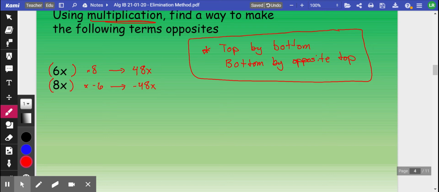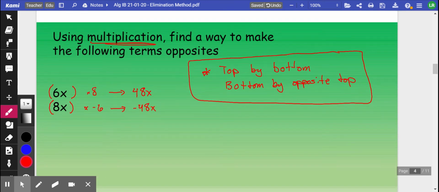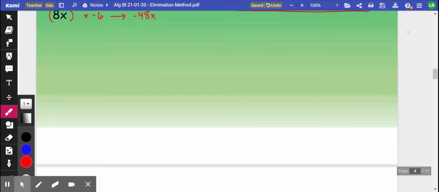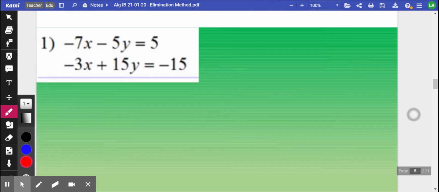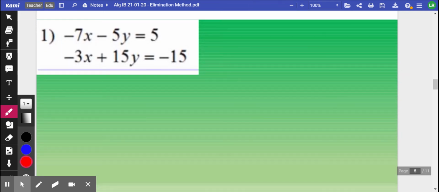So let's look at a few problems. The only thing we're going to focus on in these first three is the step of making the opposites, and then we'll put the whole process together. So go ahead and write down this first problem. We have -7x minus 5y equals 5, and we have -3x plus 15y equals -15.